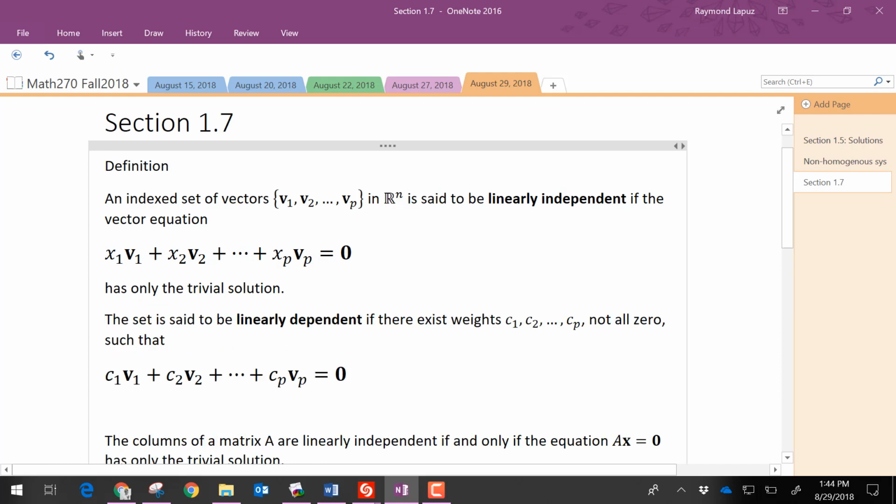The set is dependent if there exist weights that are not all equal to 0. Some of them may be equal to 0, but not every single one of them is equal to 0, such that the linear combination can be set equal to 0. By linear combination set equal to 0, I mean the 0 vector. The other zeros that this is referring to are the weights equal to 0. That's just the 0 scalar, because the weights are just scalars.